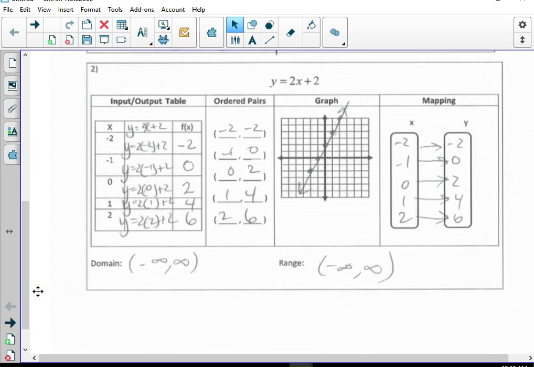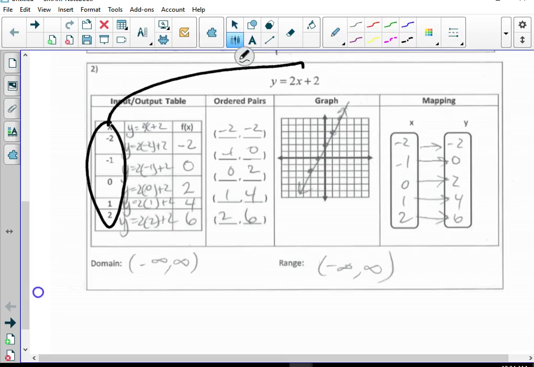On number 2, all you're doing is plugging these x values in here. So all these values, you're just plugging in right here and crunching the numbers. When you do that, these are your ordered pairs. You graph it. The mapping looks just like the ordered pairs because there's no doubles. It's just with arrows instead of a table.